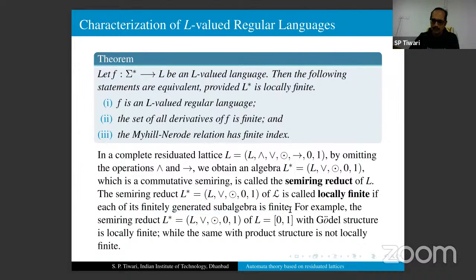For example, two examples are already here. If we are taking the Gödel structure, then the semi-ring reduct will always be finite. But if we go for the product structure, that cannot be finite.